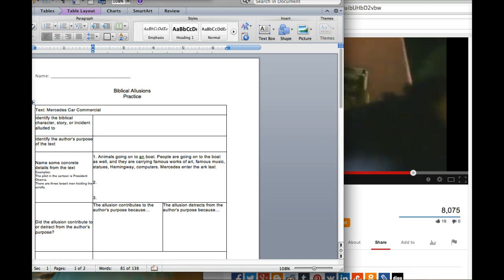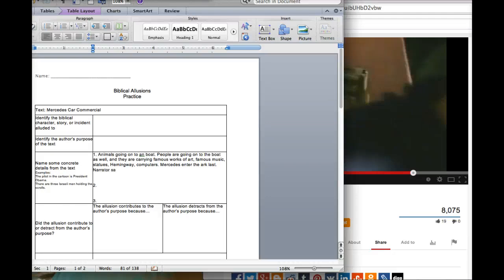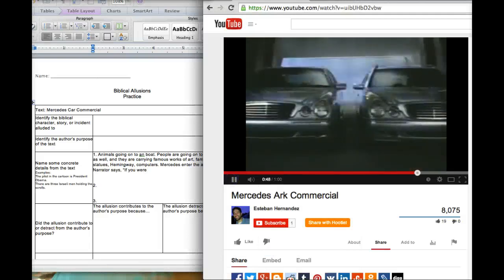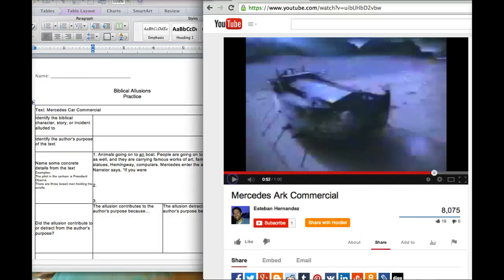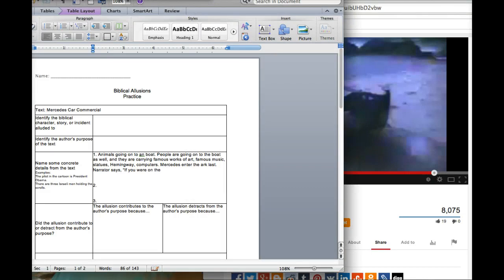And then the narrator says, if you were, I don't remember what he says. The E-Class, perhaps the most desirable car in the world. If you were on the Ark, I think he said, what would you take with you? I'll have to go listen to it again.